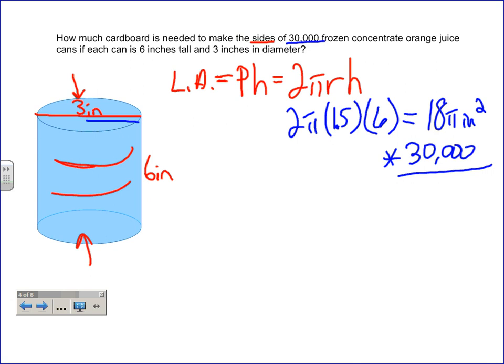So you take that times 30,000, and the number gets kind of big. I rounded to the nearest square inch when I did it. I got 1,696,460 square inches. Do you agree or disagree with my answer?